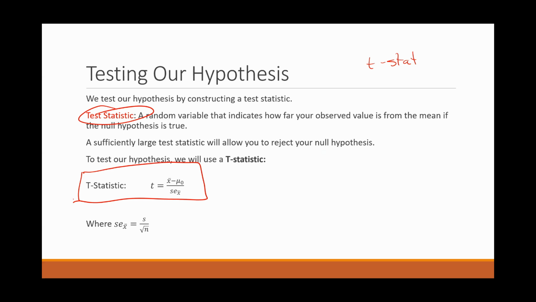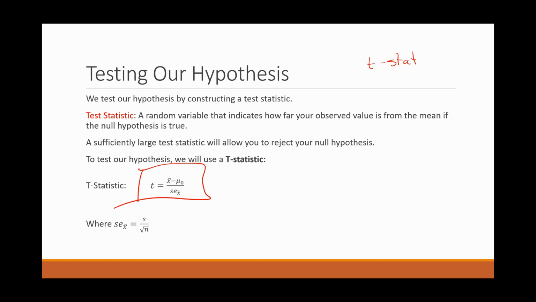Because remember, our t-statistic communicates to us how far away our estimate, our sample mean, is from the population mean. And so if it's large enough, that gives us really good reason to doubt our hypothesized population mean. That gives us evidence, it gives us reason to reject the null. So we're going to create a t-statistic, and we're going to use that to come to our conclusion, to either reject or fail to reject the null hypothesis.